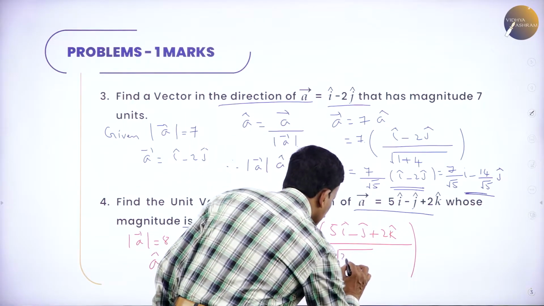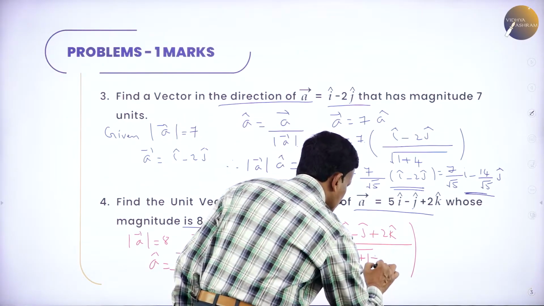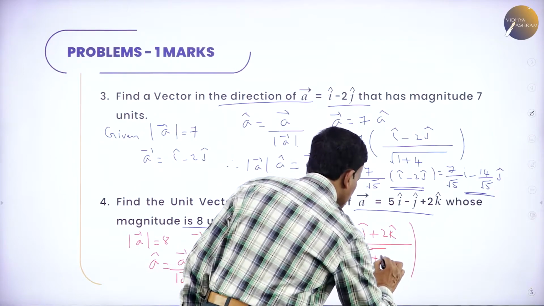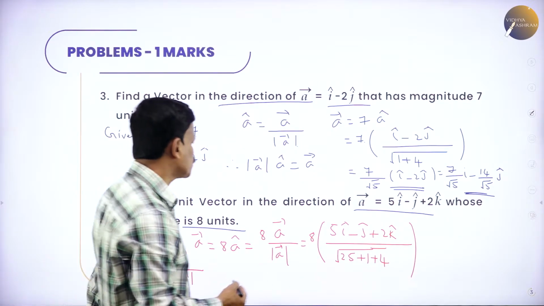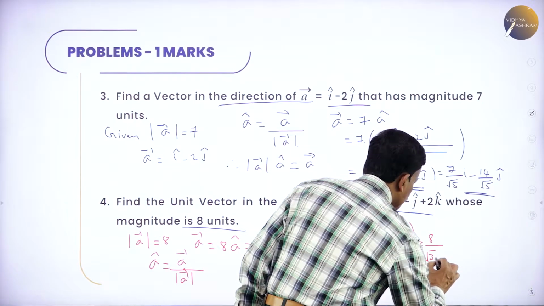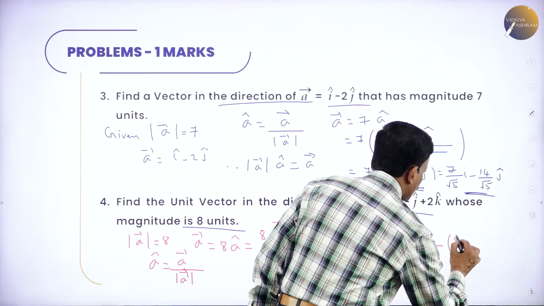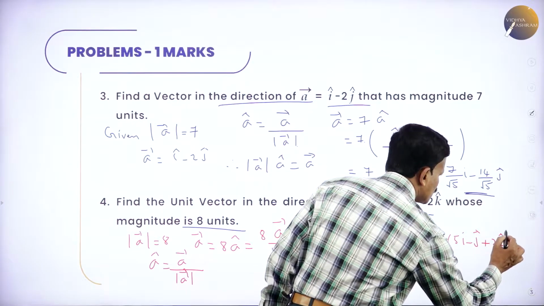5 square is 25 plus minus 1 square is plus 1 plus 2 square is 4. So what is this equal to? 4 plus 1 is 5 plus 25 is root 30. So this can be written as 8 by root 30 times 5i minus j plus 2k. This is the required vector.